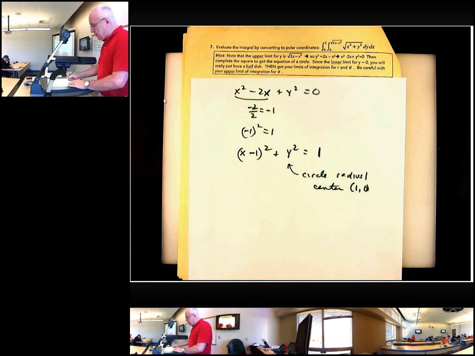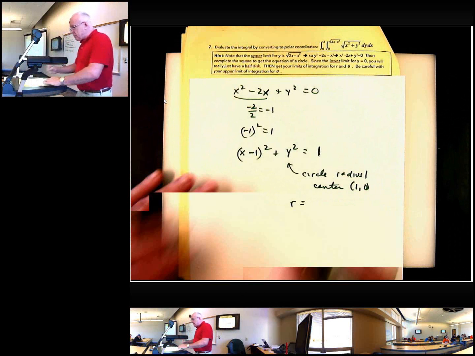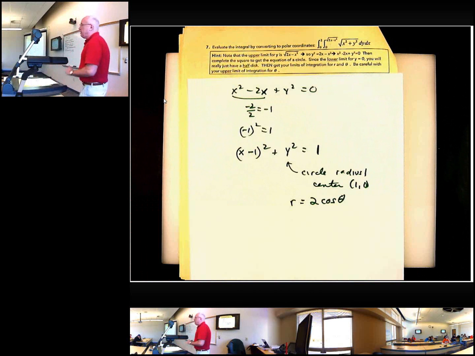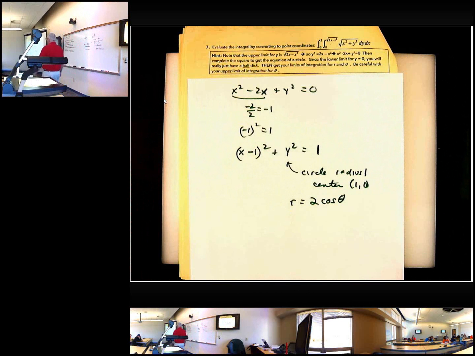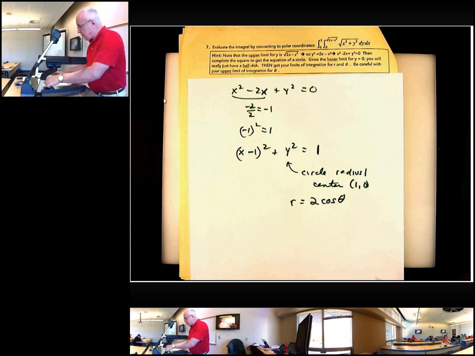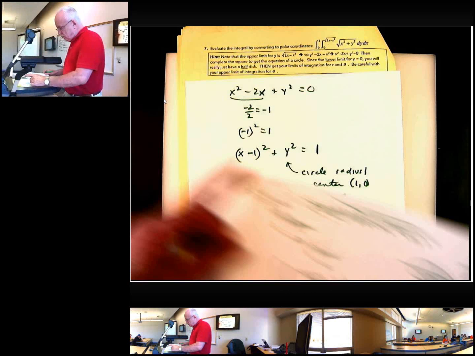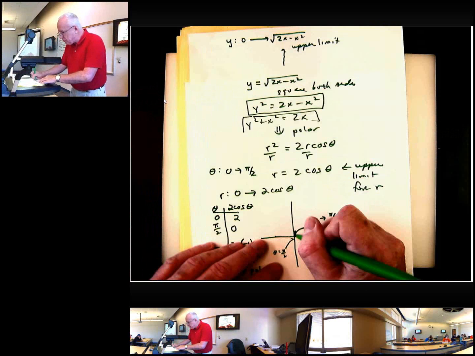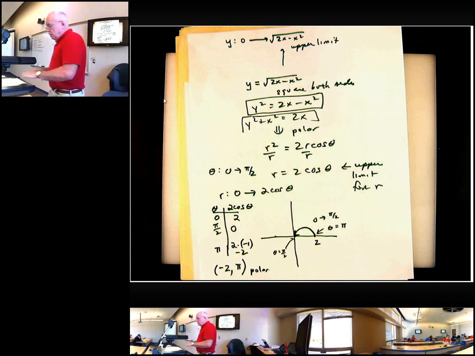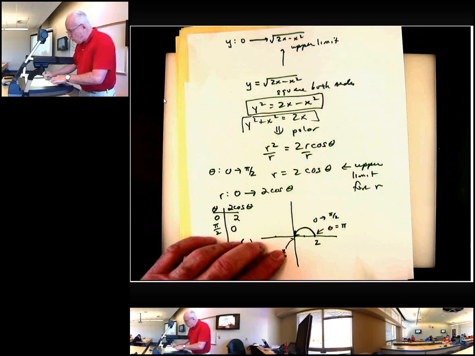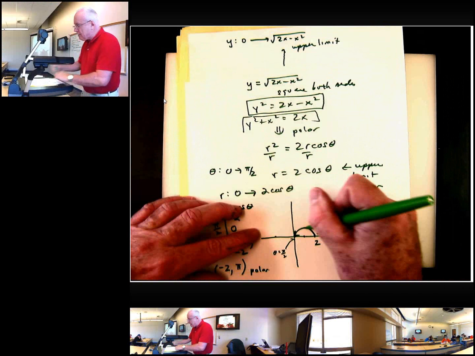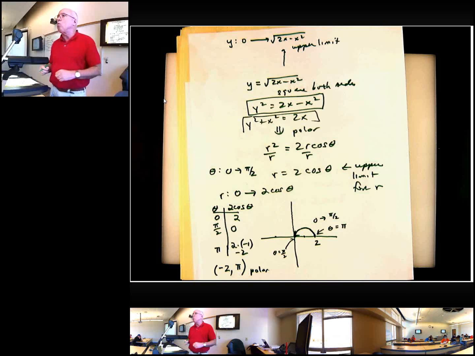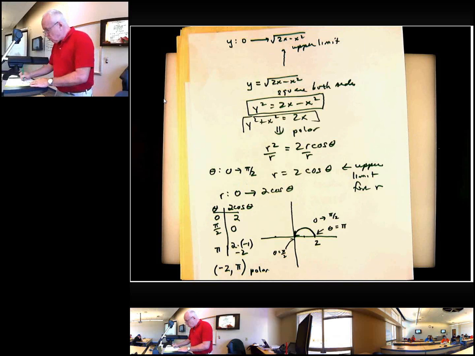But this circle is the same thing, Jordan, as r equals 2 times the cosine of theta. All right. R equals 2 cosine of theta, we have just seen that here. It turns out to be a circle of radius 1, except in this case we're only looking at the upper half of the circle because we're told that the lower limit for y is 0. So we're only looking at the upper half.